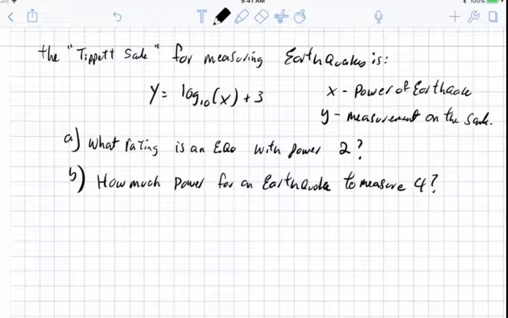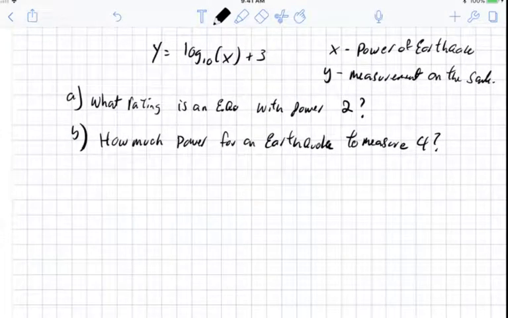How do we do these problems with logarithms? It's not that tricky. We do essentially something very similar to what we were doing before. The first thing in a word problem you have to recognize is what type of information are you given, and what kind of information are they asking for. So in the first one, they're giving you the power, which is x, and they're asking you for the rating, which is y.